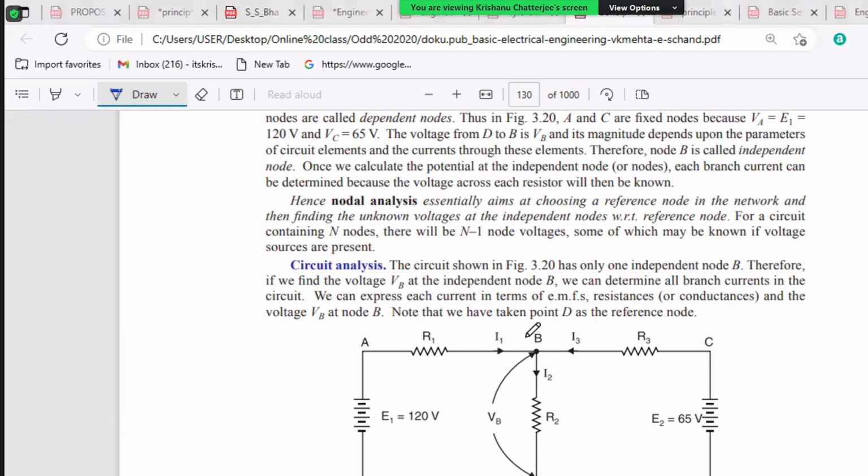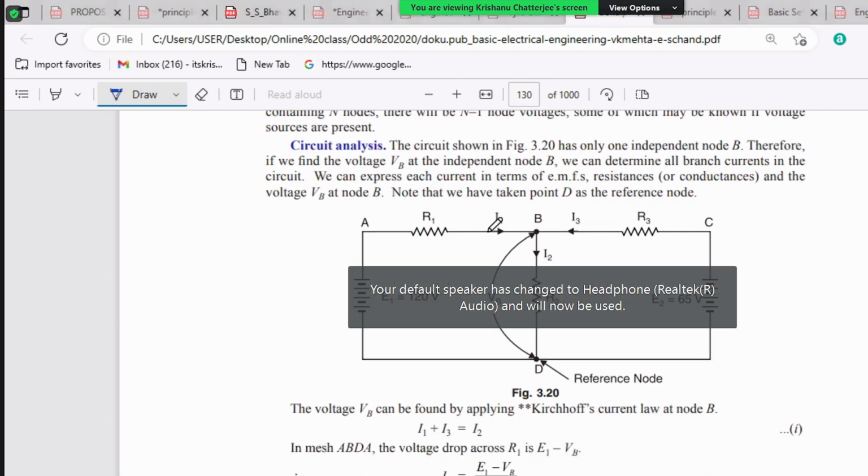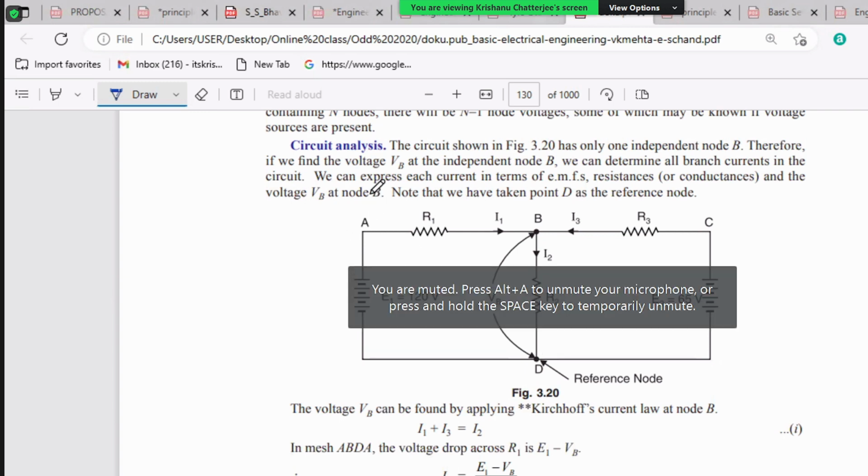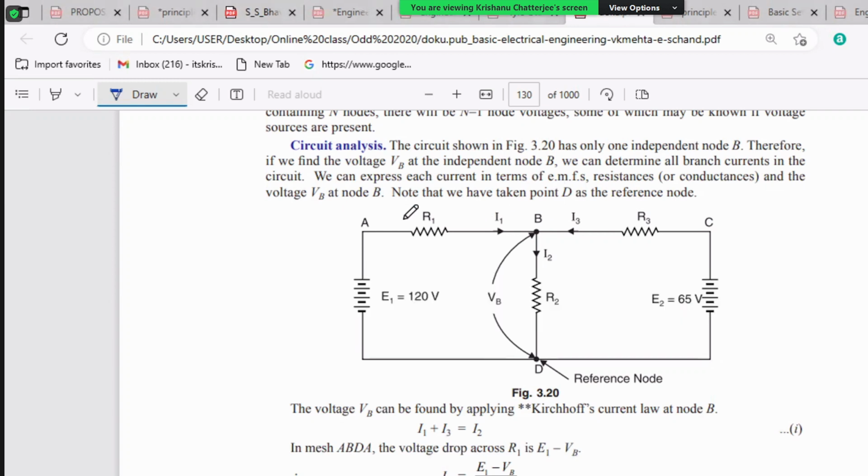Say in this circuit, B is the independent node. We have assumed I1 coming to B, I2 going out from B, and I3 coming towards B. So at this independent node, just apply KCL. Obviously I1 plus I3 will be equal to I2. Now, if you have a voltage at A which is 120 volt, you will not have the same voltage at B because there will be a voltage drop in this resistance.